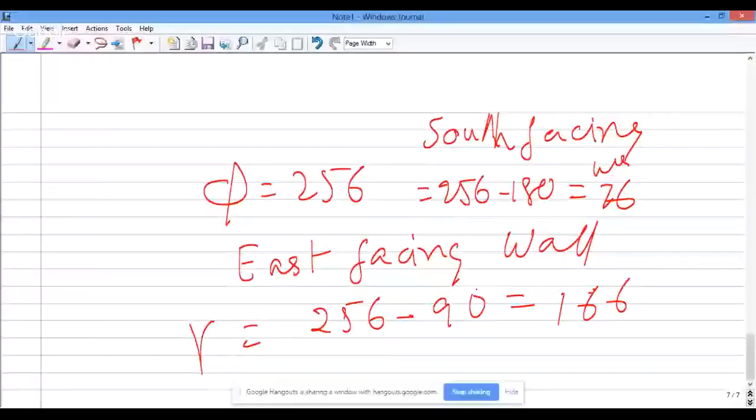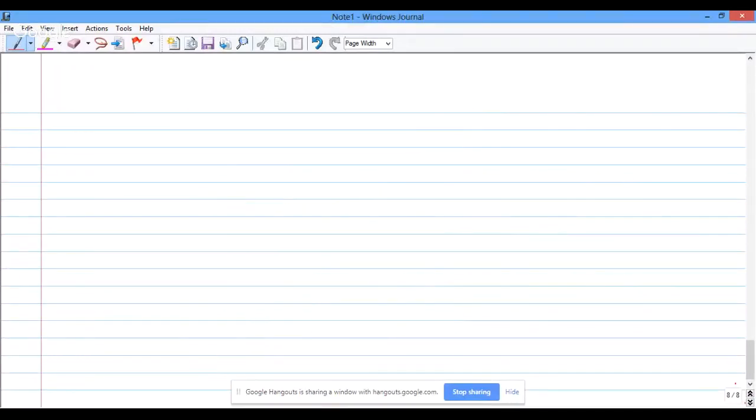Now the last part of this problem is again to find out the incident angle of solar radiation onto a wall. It's a vertical wall, right? For a vertical wall, the incident angle is simple. It is given by cos I equals, because the tilt angle now is 90 degree. Tilt angle is 90 degree, so wherever cos 90 comes, it becomes 0.